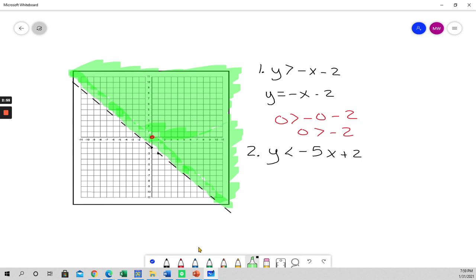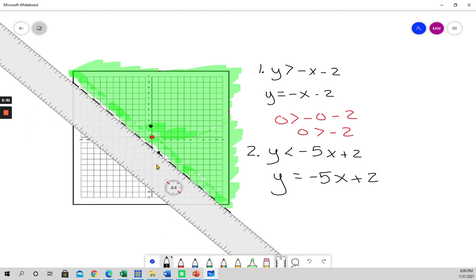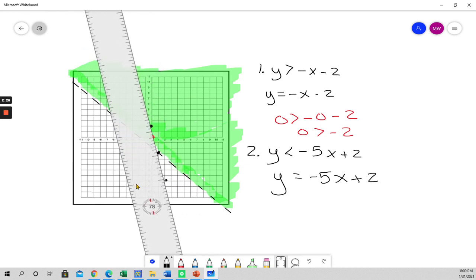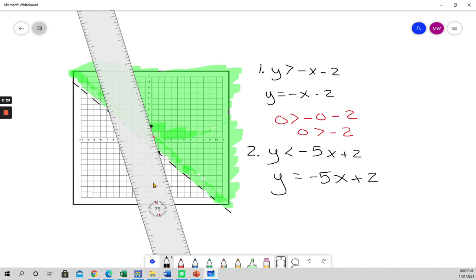And I'm going to do the same thing for this one. So I'm going to graph y equals negative 5x plus 2. So I'm going to start at the 2. Negative 5x, so I'm going to go down 5 and over 1 throughout my graph. Down 5 and over 1. And I'm going to break out my ruler. And this will also be a dashed line because it is less than.